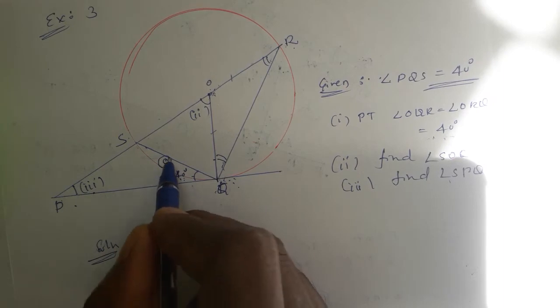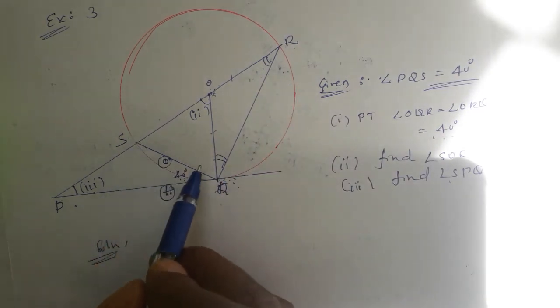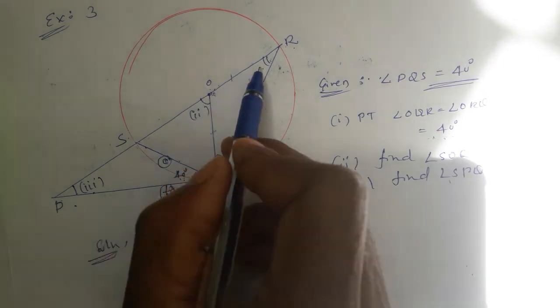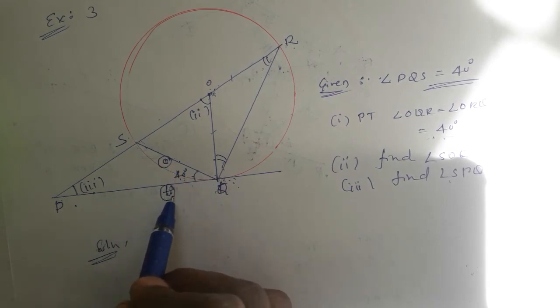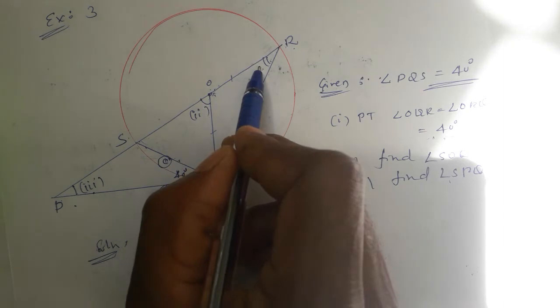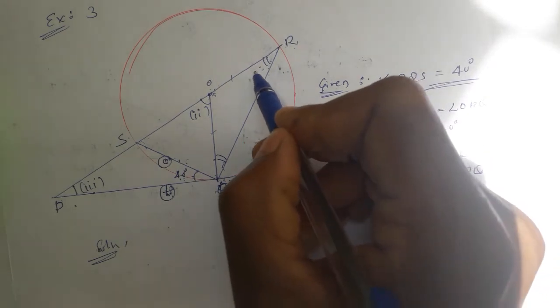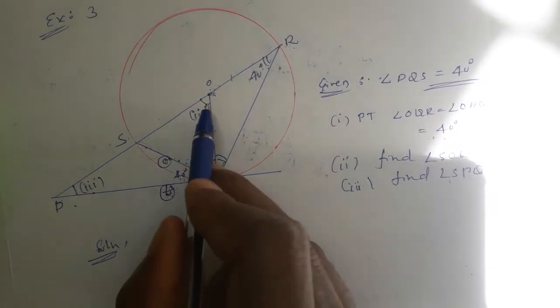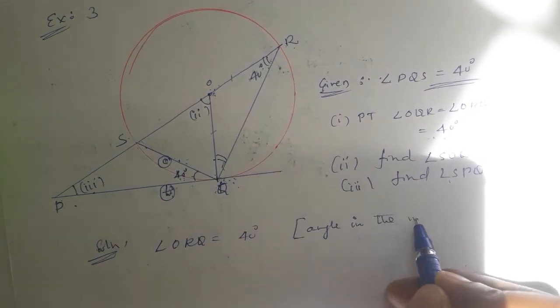So you know that when any angle is given between chord and tangent, that angle will be equal to the angle in the alternate segment. That means the SQ chord makes 40 degrees with that tangent, the same SQ chord makes 40 degrees at the circumference. I repeat, SQ with the tangent is 40, SQ at the circumference is 40. So I can mark here 40 degrees. So angle ORQ is equal to 40 degrees. Straight away I can write ORQ. The reason is angle in the alternate segment.